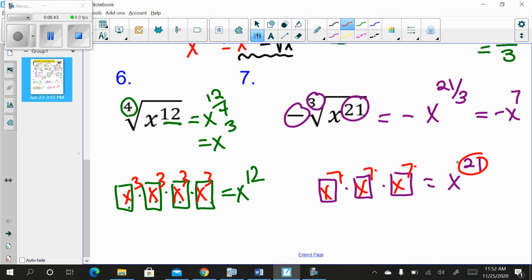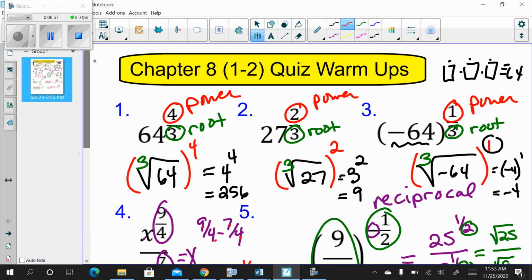So trying to figure out how to simplify really comes down to taking that total underneath and breaking it into however many pieces, whatever that index is, to see if we can do those simplifying. So thinking of it as a rational exponent really does help to be able to do that. So hopefully that's some good warm-ups for you for understanding how to work with exponents and rational exponents specifically for our quiz.